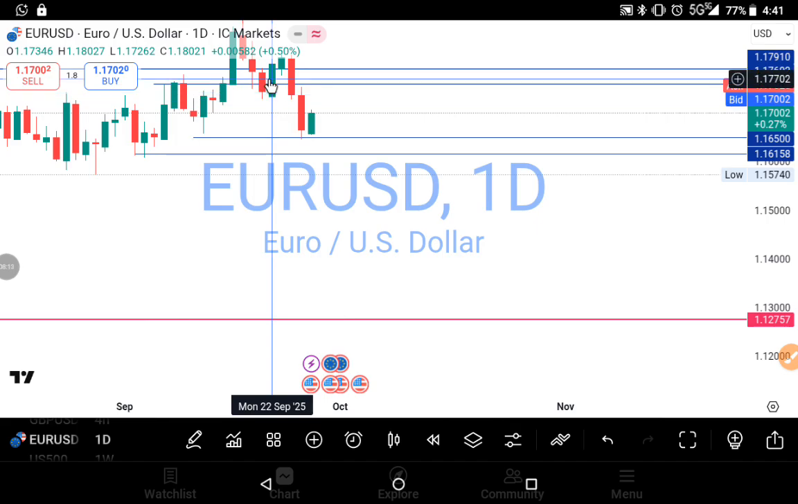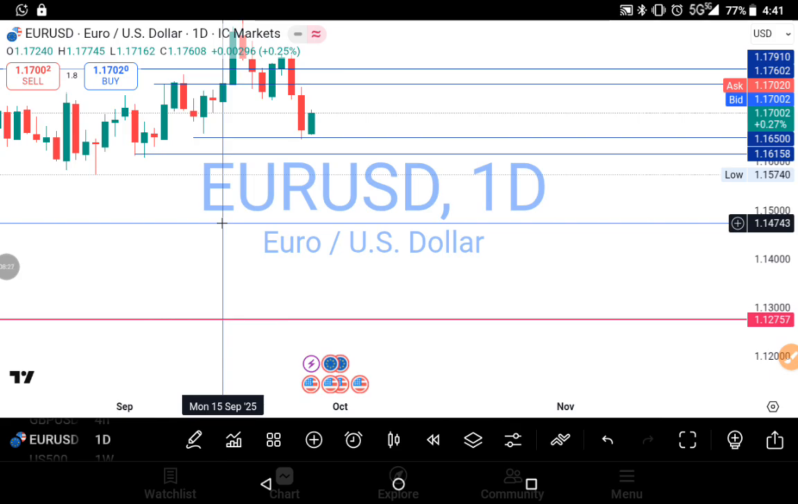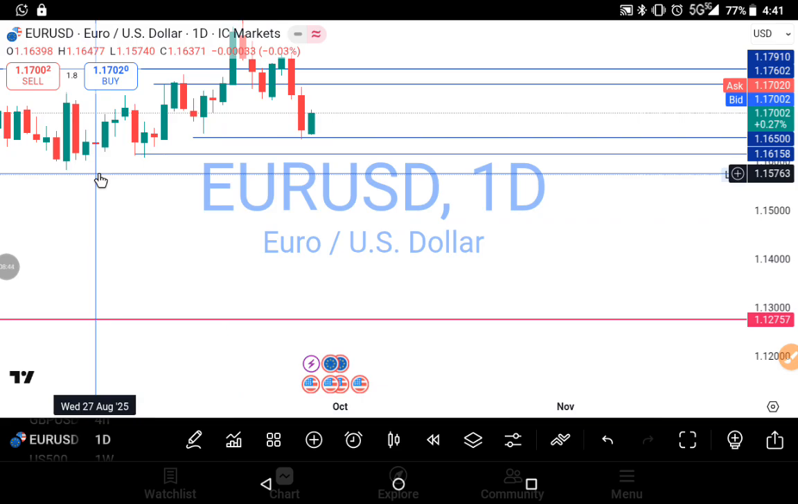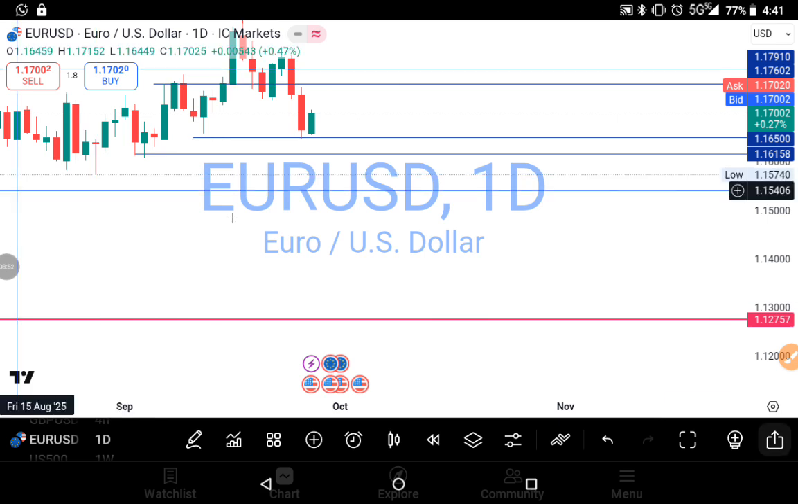Okay, the other block, let me use the other block, main threshold. Let me use 1.17600, a round figure. So 1.17600 should serve as a resistance that will take us down into 1.16158 and possibly 1.15763. The low of this candle comes in as what?